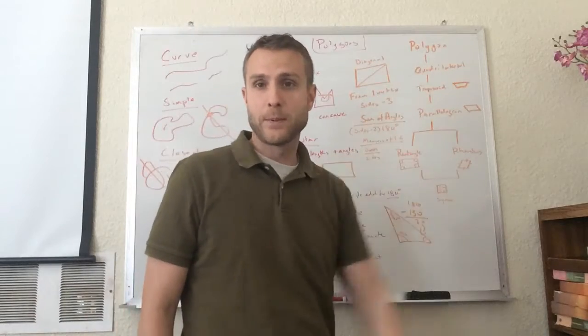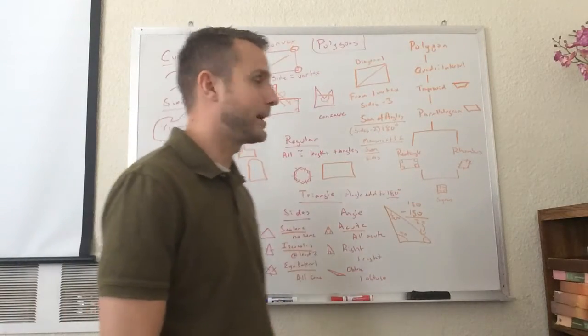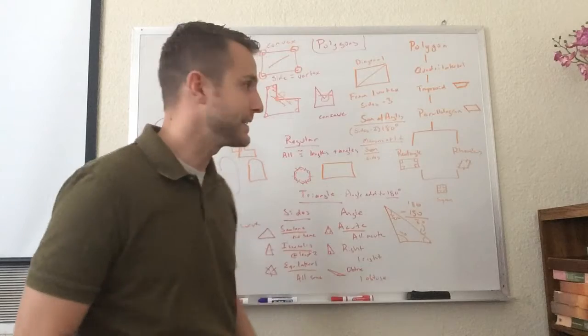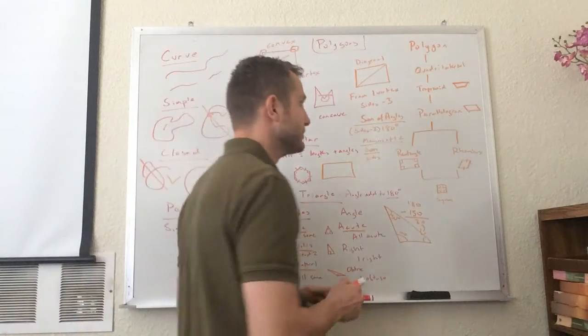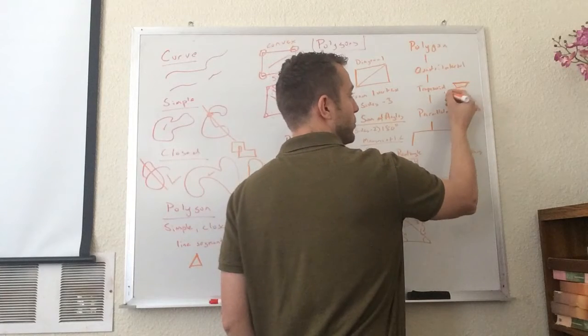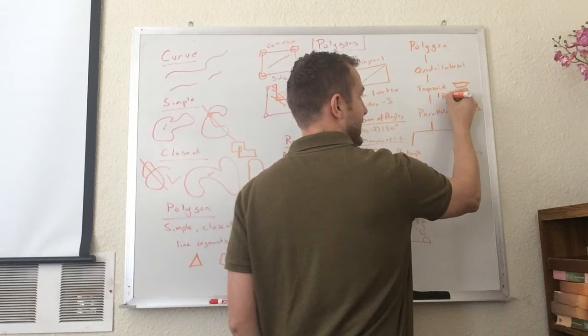Let's look at a specific type of polygon, the quadrilateral. Quadrilateral, remember, means it has 4 sides. There is a special type of quadrilateral called the trapezoid. A trapezoid has at least 1 pair of parallel sides.